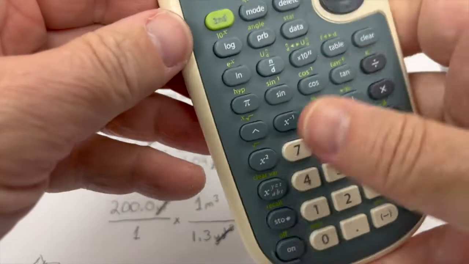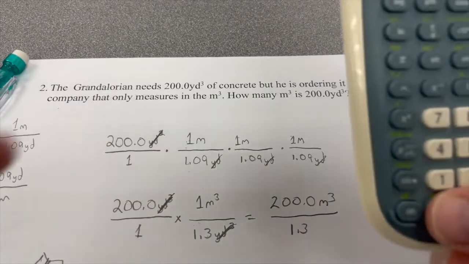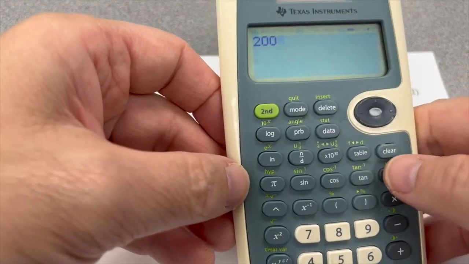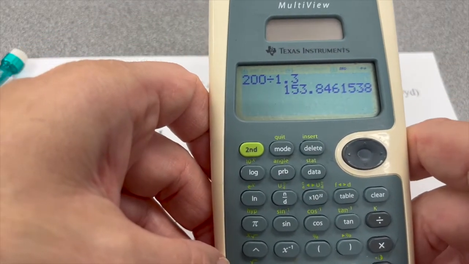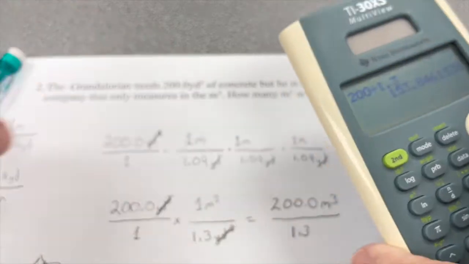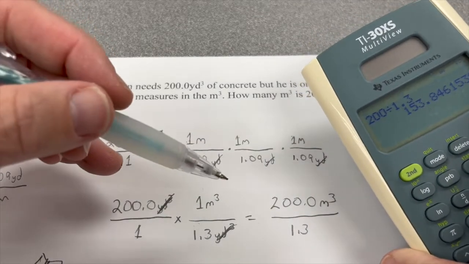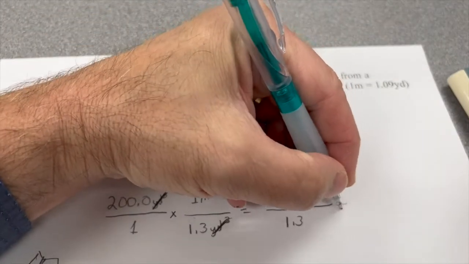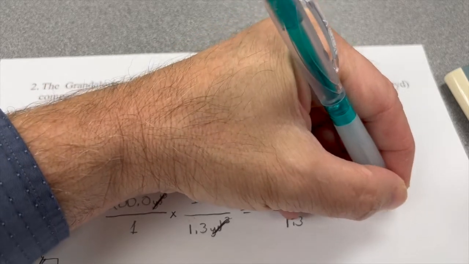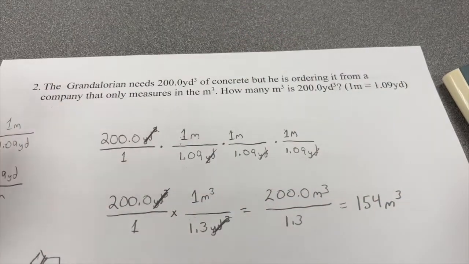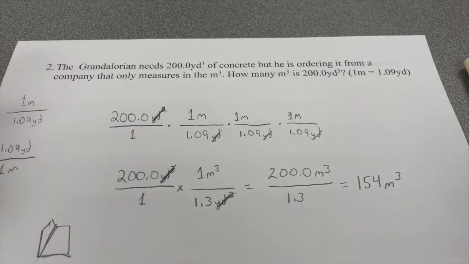We'll do our math in our calculator. Of course, again, top divided by bottom. 200 divided by 1.3 gives us 153.8. Now we're going to go to 3 significant figures, so we're just going to go with 154 meters cubed, because that's our unit right there. All right, let's look at one more example.